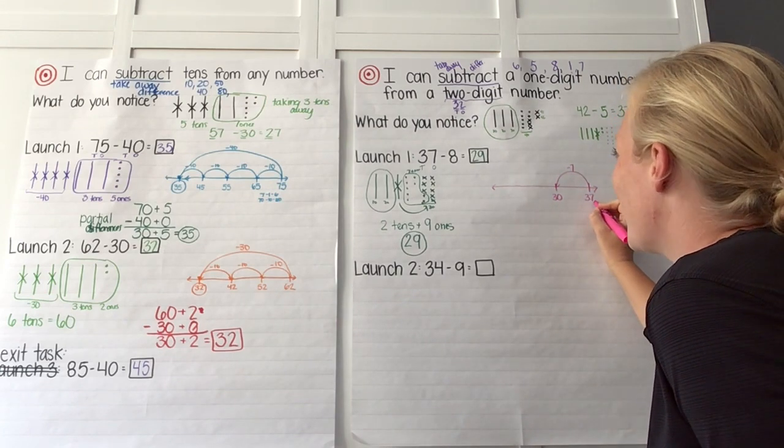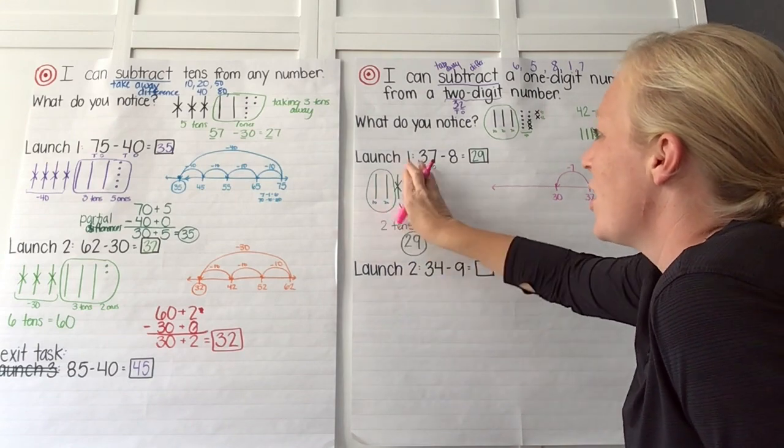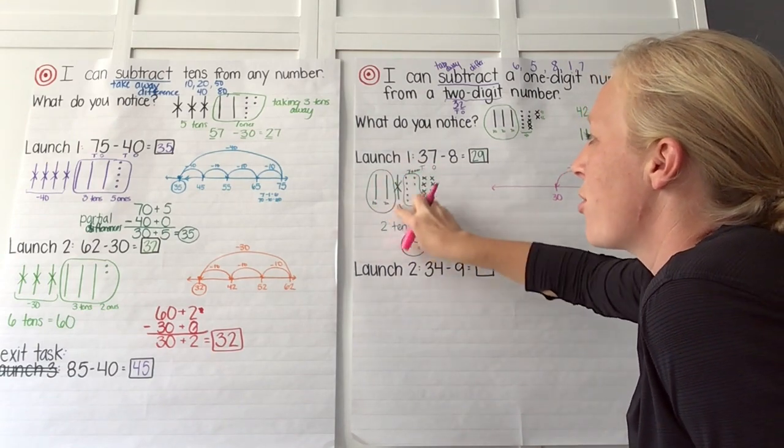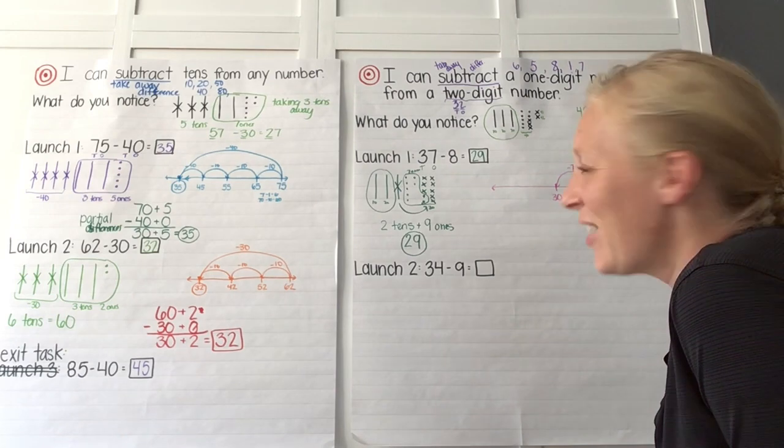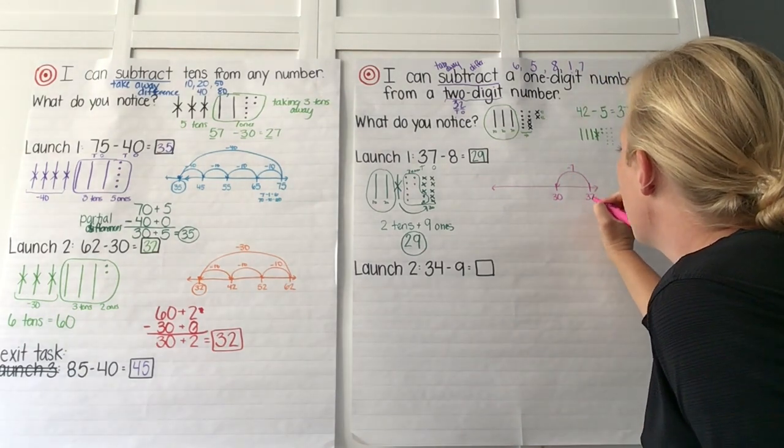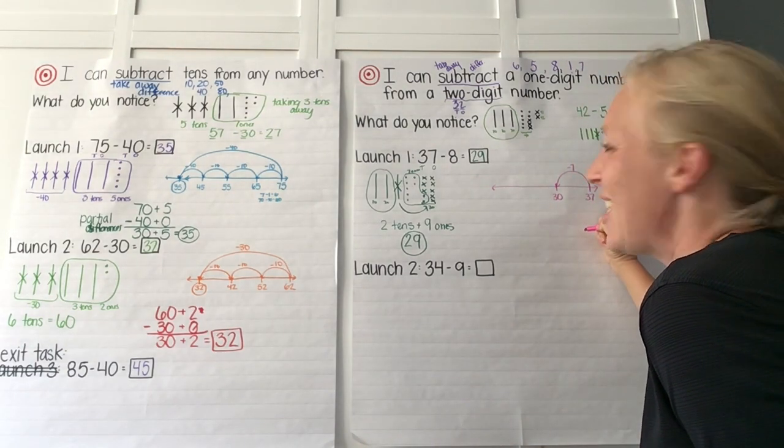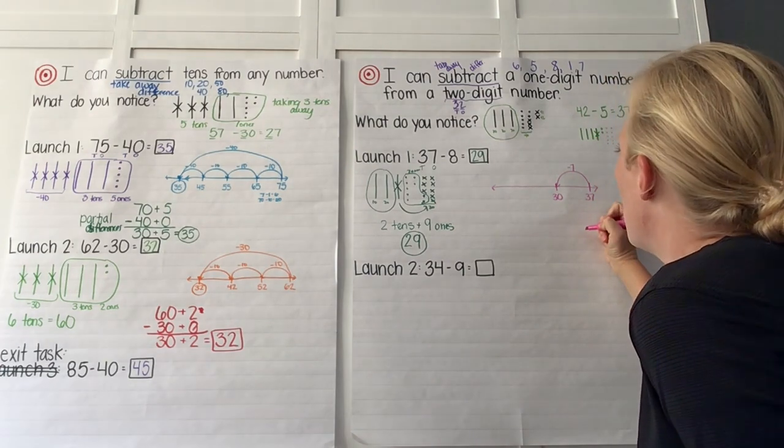Because when you're at 37, if you take away those 7, then you're at 30. Very smart. Okay, and then what did you do next? Getting that 10 as a friend, right? What did you do next?